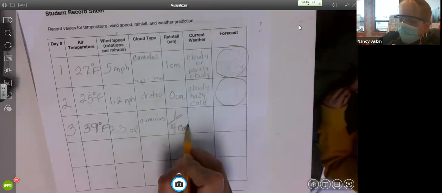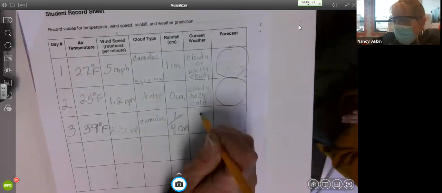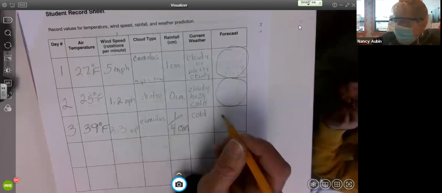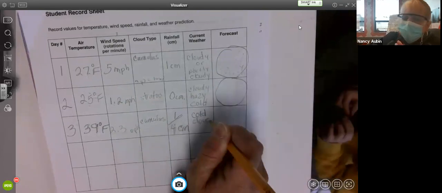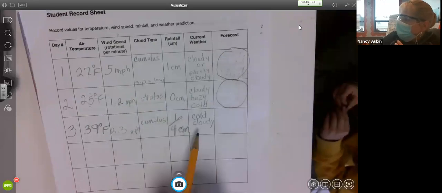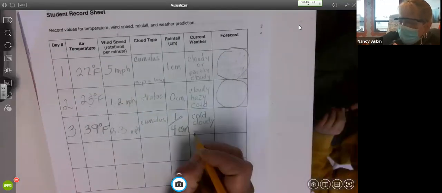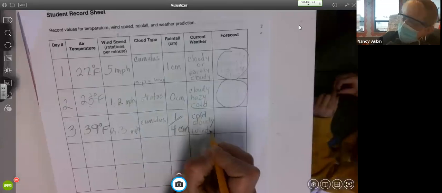And then the current weather yesterday, it was cold. I know Mrs. Harrison and I were cold. It was cloudy, right? Anybody have a different word they put there? Yes, Madison. It was a bit windy at times, right? That's what made it kind of cold.